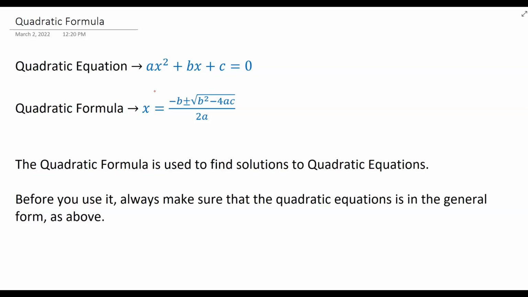x equals negative b plus or minus. Notice the plus or minus. This will produce two different answers. Plus or minus the square root of the quantity b squared minus 4ac, and that whole numerator over 2a. So before you use the quadratic formula, make sure that your equation is in the general form, and then you can see what your values are for a, b, and c.